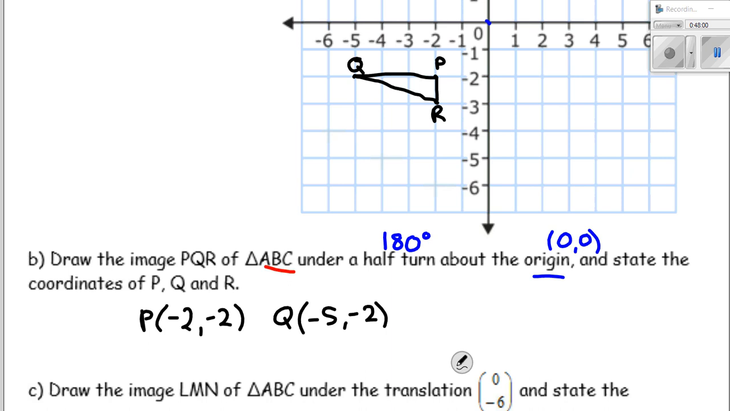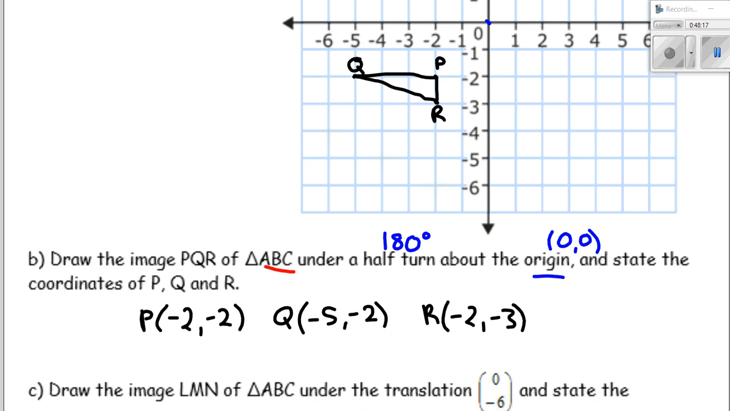I hope it's in the right spot, just checking. Oh no, it's right, it's good. I'm looking at the wrong answer below. R, its coordinates are -2, -3. All good. That's what I see.